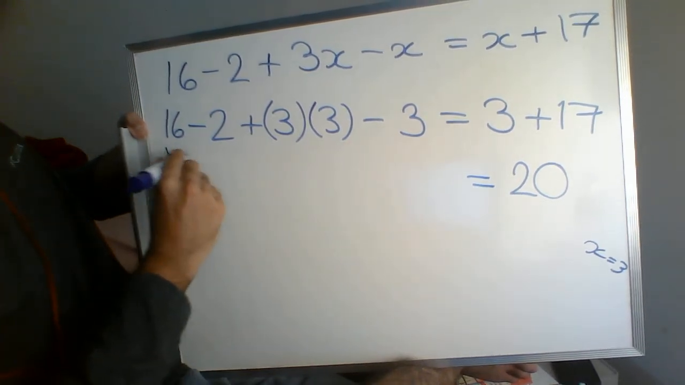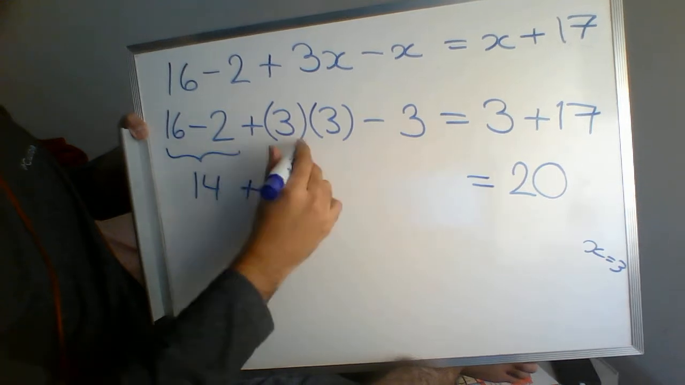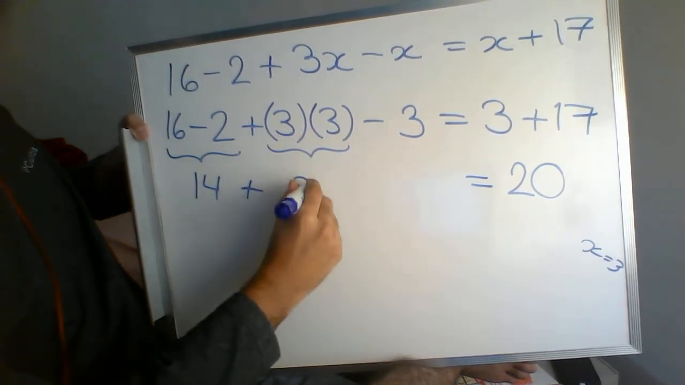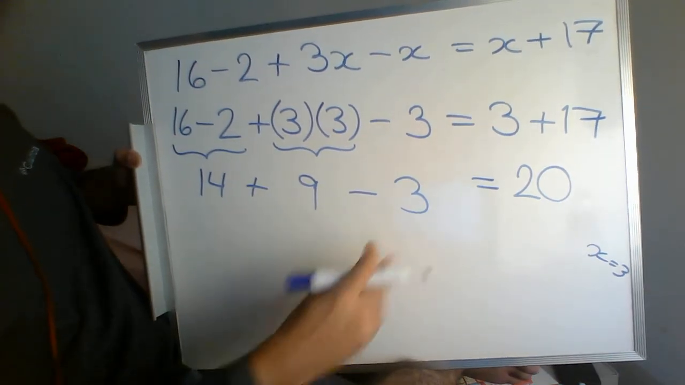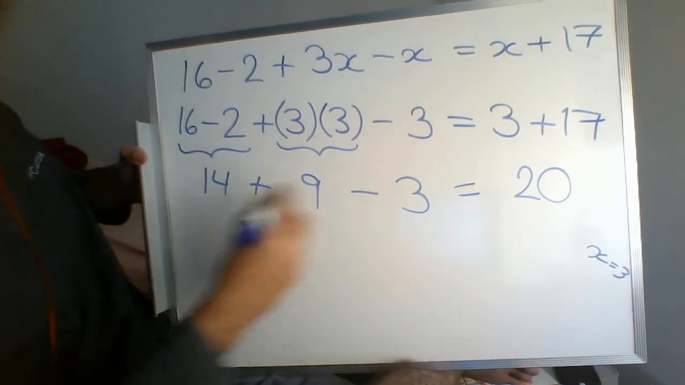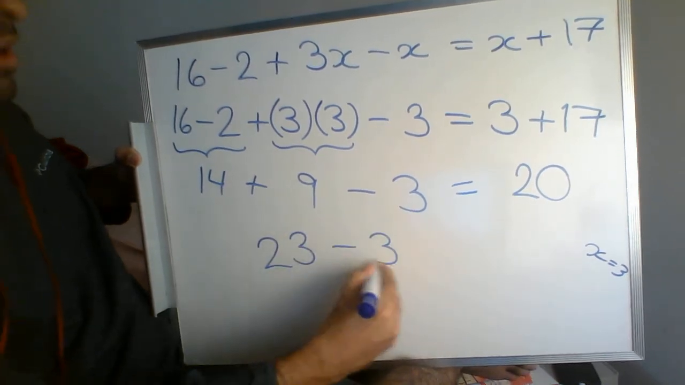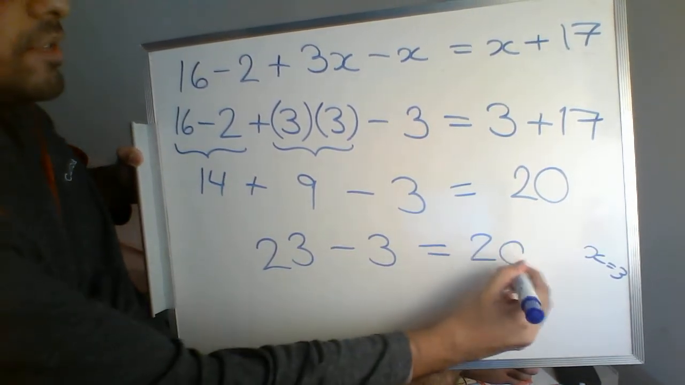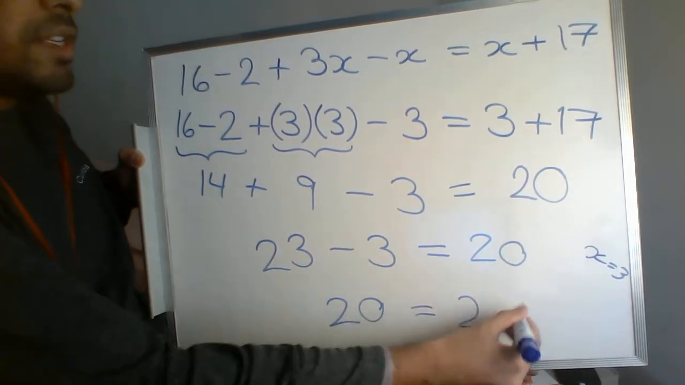16 minus 2, dealing with these two terms, that's 14, plus 3 times 3 is 9, minus 3 is supposed to equal 20. Let's see if it does. 14 plus 9 is going to give us 23, minus 3 is 20, and yes, 23 minus 3 is indeed going to leave us with 20 equals 20.